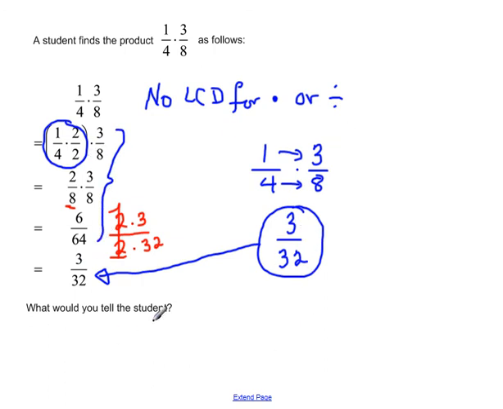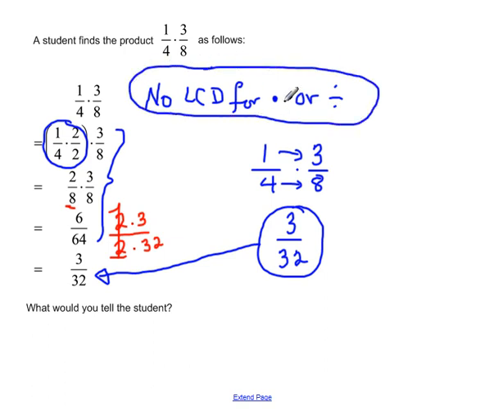So what we could tell the student is we could remind them no LCD is needed for multiplying or for dividing fractions. Just multiply straight across, and be looking for ways to simplify by looking for those common factors before you do the multiplying. You'll come up with your final answer a whole lot easier than doing all of these extra steps that really aren't necessary at all.